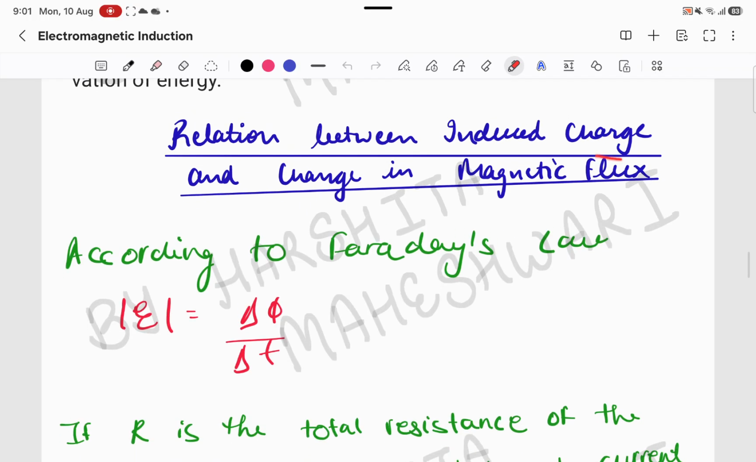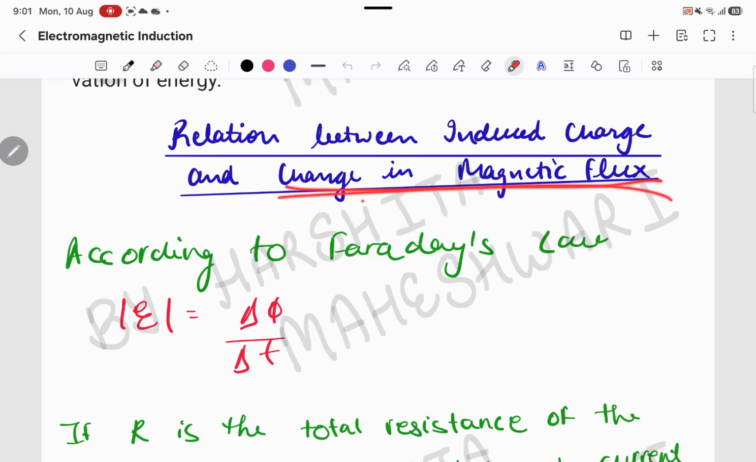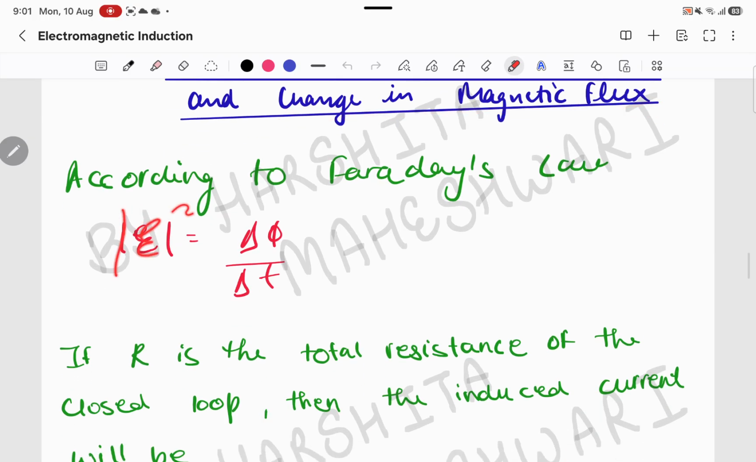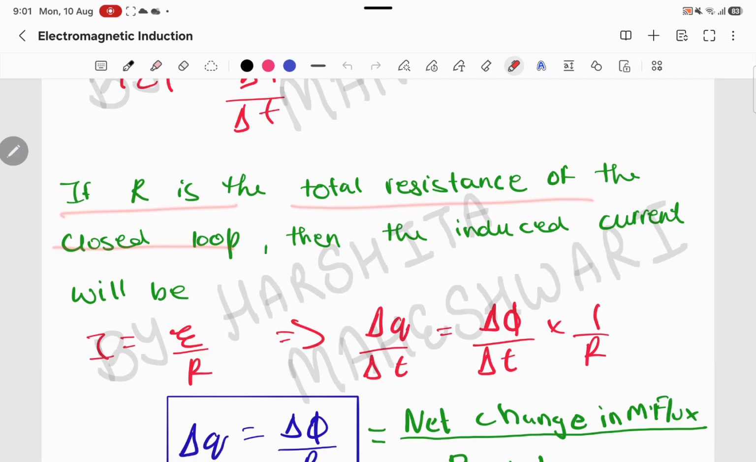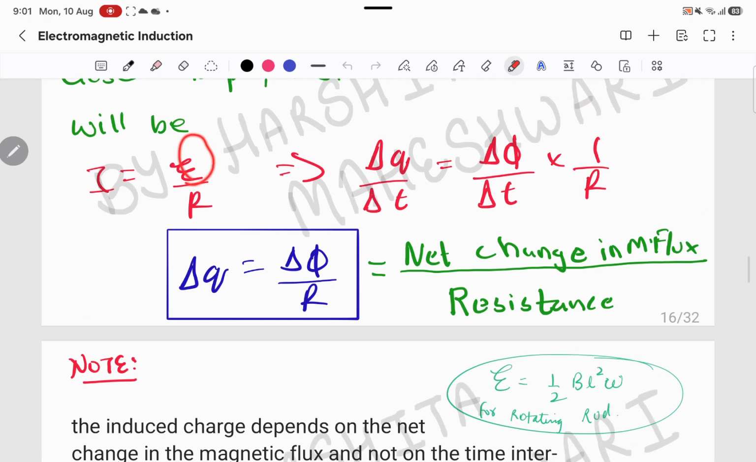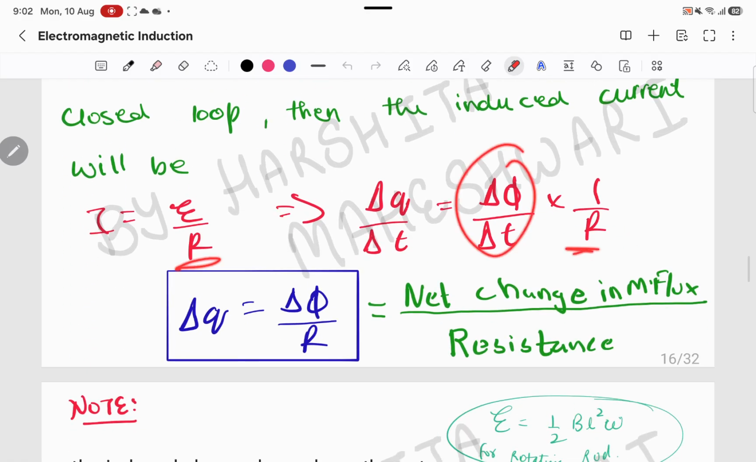Next we have the relation between induced charge and the change in magnetic flux. We already derived from Faraday's law that EMF is equal to change in flux by time, right? If R is the total resistance of the closed loop, then the induced current can be written as I is equal to V by R, where V is the EMF. We can write this current as Q by T, as we learned in class 10th, and equate it to E by R. This EMF value I can substitute as delta phi by delta T, and R remains in the denominator.